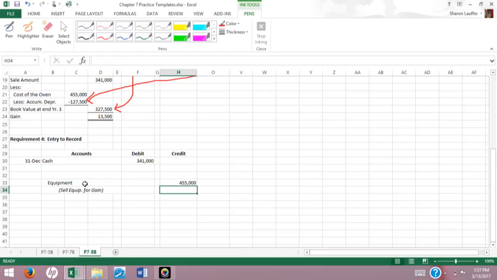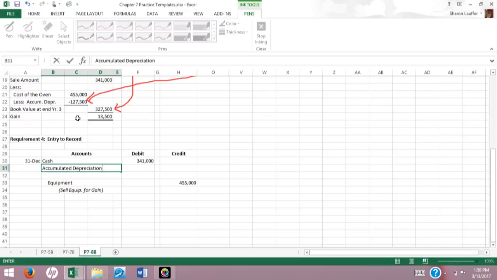The other thing we have to do to take that equipment off the books is to get rid of the accumulated depreciation that's associated with that equipment. So we said we had $127,500 worth of accumulated depreciation that is relevant to that oven that we've sold. When we accumulate depreciation, we credit the accumulated depreciation account. So if it's credited to put it in there, we're going to debit it to take it out. So we're going to debit accumulated depreciation for the amount that we have put in there for those ovens, which is $127,500. And then I have a blank here. I need to figure out what goes there.